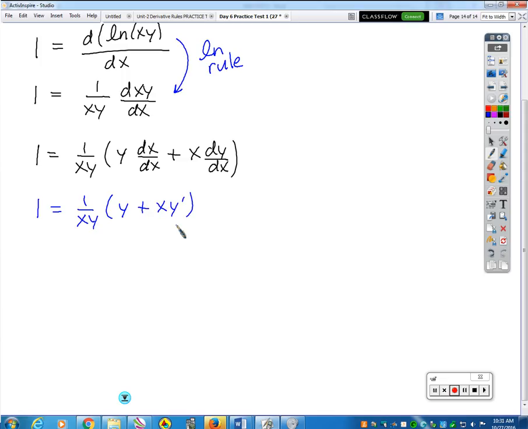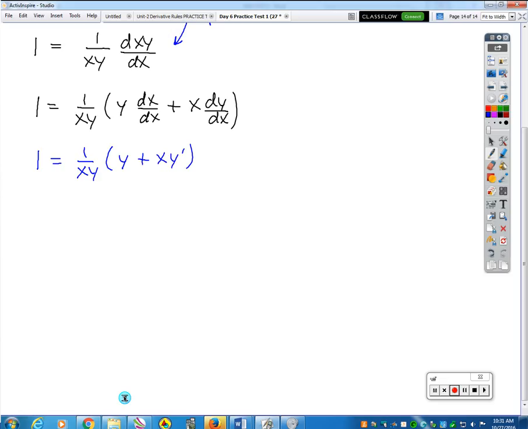Now we have to do algebra to get y prime alone. So then you multiply 1 over xy on both sides. Perfect. We take both sides of the equation and multiply by xy. So we take this side of the equation and also multiply by xy. And pause there. Make sure that makes sense to you what I just did.